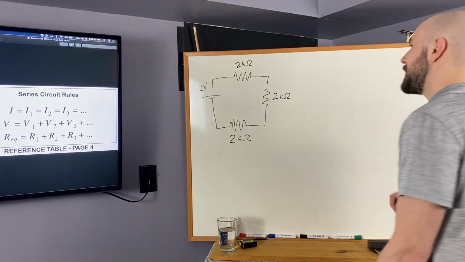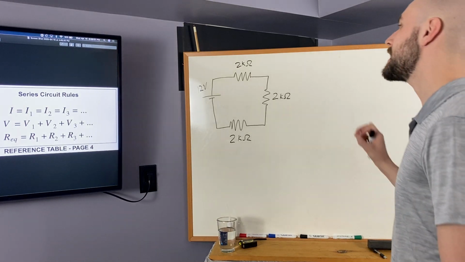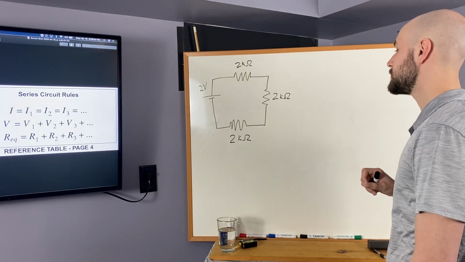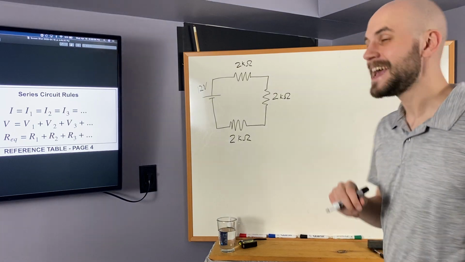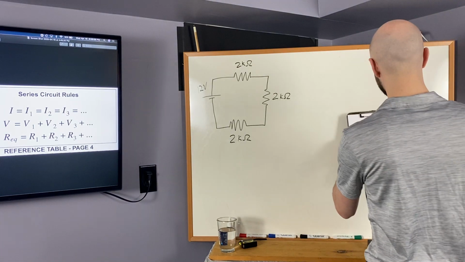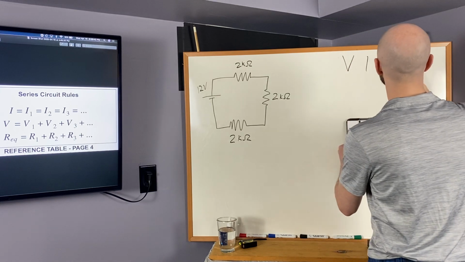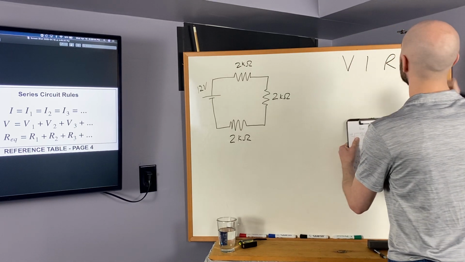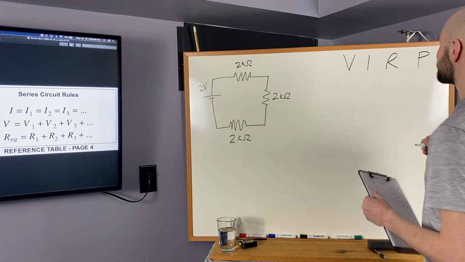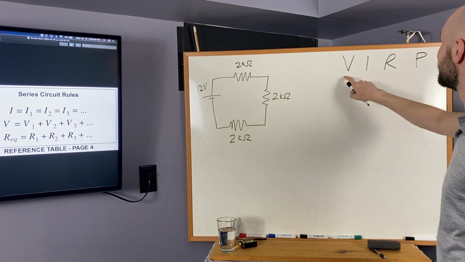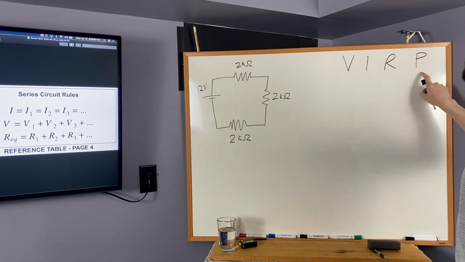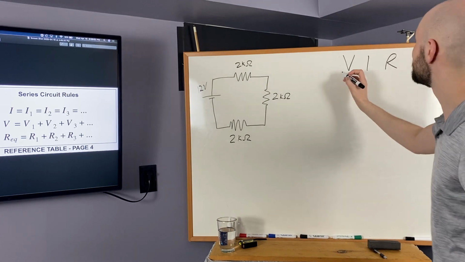And the way we're going to analyze this circuit and keep track of all the different numbers we're interested in is with something called a VIRP table. You heard that right, VIRP tables. So here's what I want you to do on your paper. You're going to write V, I, R, P across the top. That's going to be your first row.